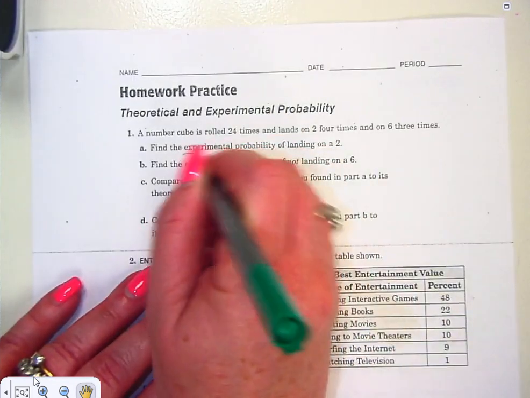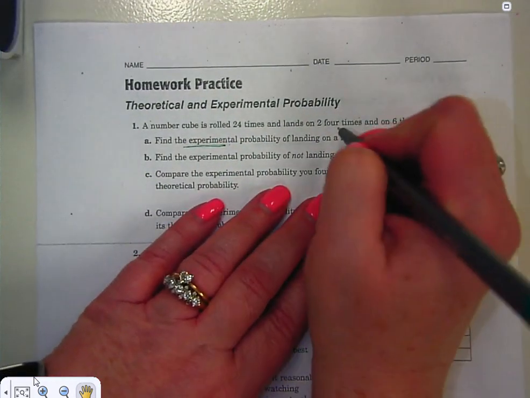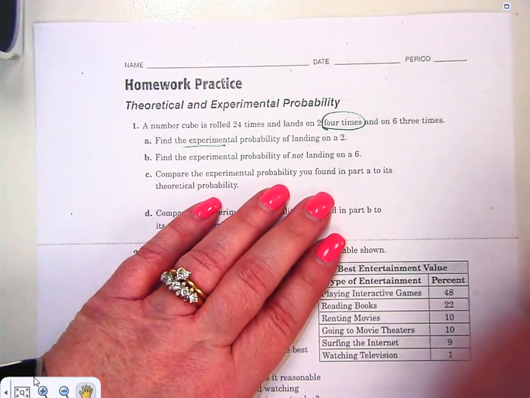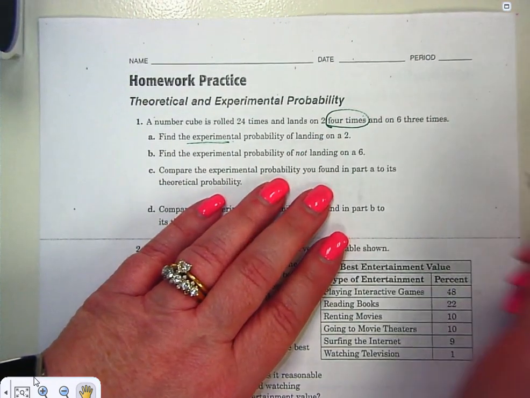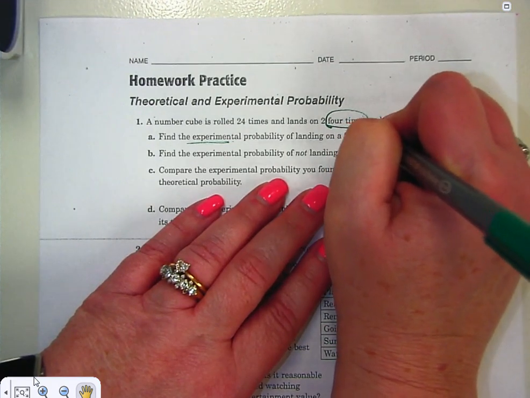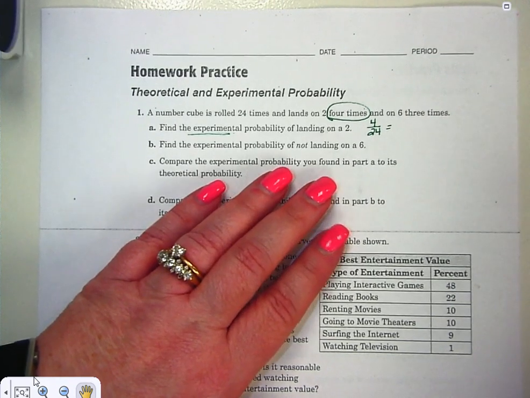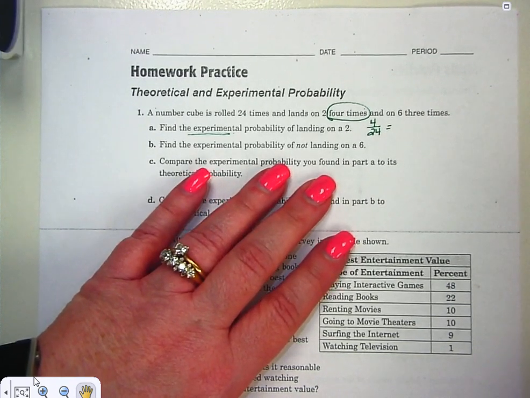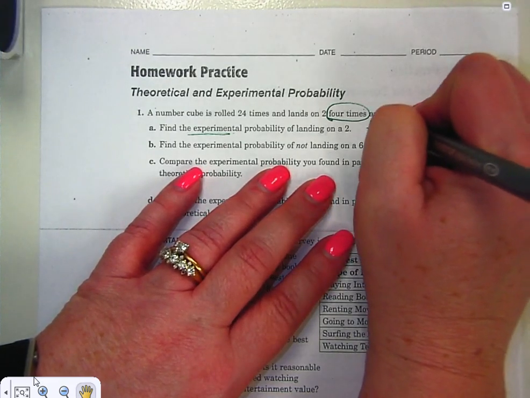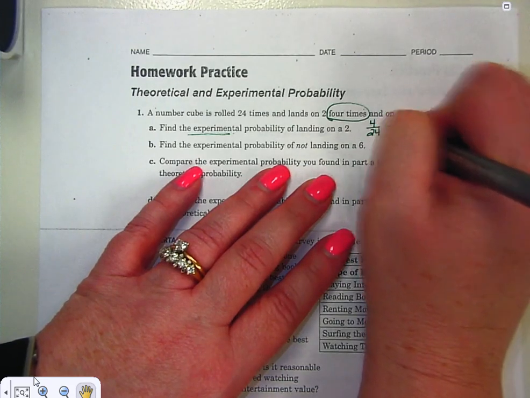So we're going back to this experiment. What's the probability that it's going to land on a 2? Well, how many times did it land on a 2? 4 times. 4 times out of what? 4 out of 24. Should I simplify that? Yes. 4 over 24 simplifies to 4 divided by 4 is 1, 24 divided by 4 is 6. 1/6.